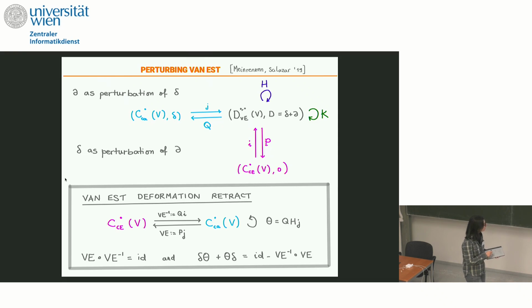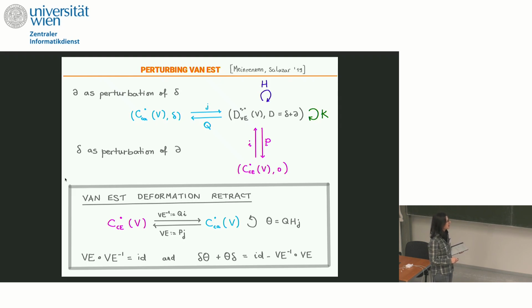Now let's see what happens at the vertical. In the vertical direction, same story. Now we interpret delta as a perturbation of partial. So the vertical retract also changes. Also here, the injection doesn't change, the projection does. The homotopy changes. And in this case, the Chevalley-Eilenberg differential does not change. Also very important, because this is exactly what we want. So putting all the information together, we get what they call the Van Est deformation retract.